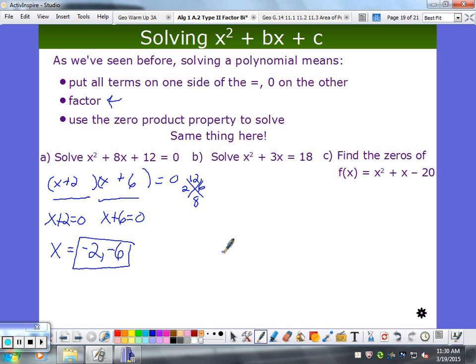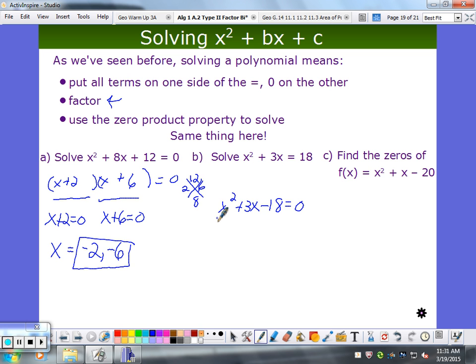Let's look at this guy. X squared plus 3x equals 18. Well, all the terms need to go on one side, 0 on the other. So this 18 needs to be moved over. X squared plus 3x minus 18 equals 0. Everybody with me? Do you know where we are? I feel like some people have tuned out. Tune back in. Okay? You with me here?